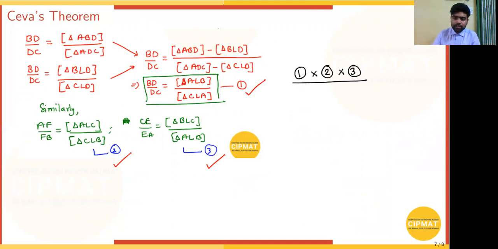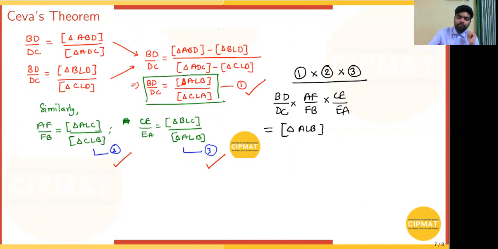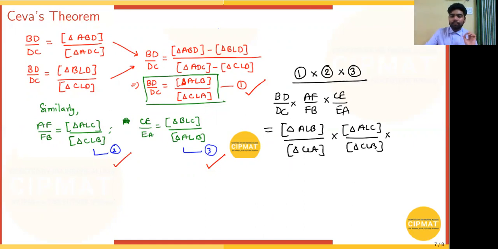If I multiply these three things, what will I get? See, BD upon DC multiplied by AF upon FB multiplied by CE upon EA. This is what I'm going to get. And this will be equal to area of triangle ALB divided by area of triangle CLA. This is from equation number 1. Then from equation number 2, I get area of triangle ALC divided by area of triangle CLB. From equation number 3, I get area of triangle BLC divided by area of triangle ALB.